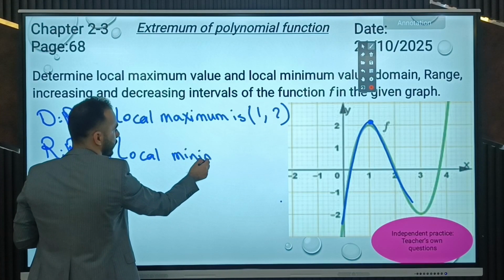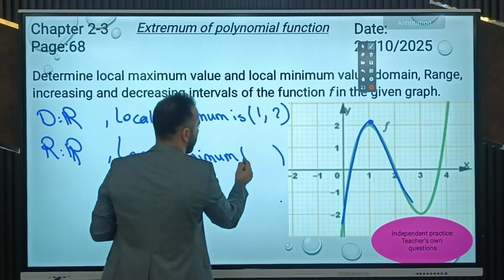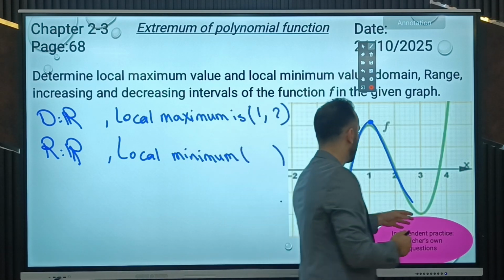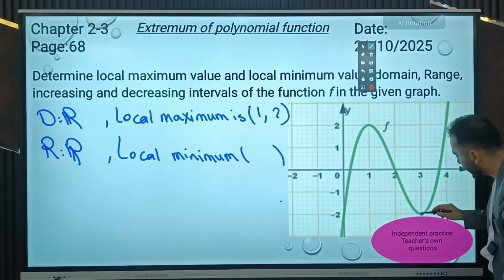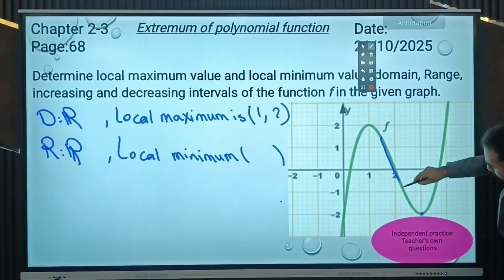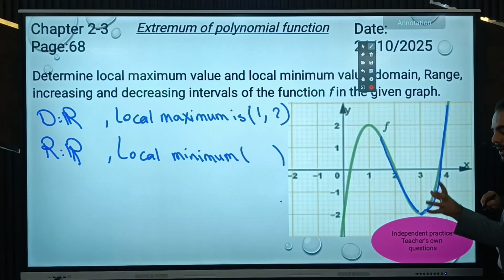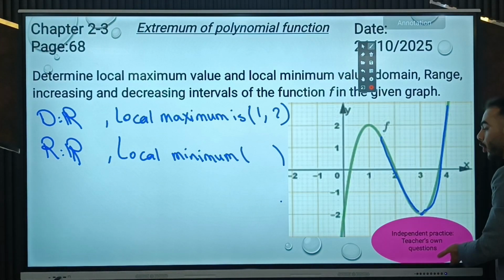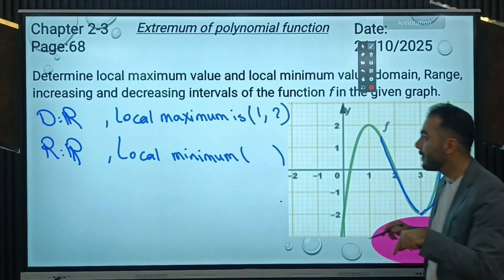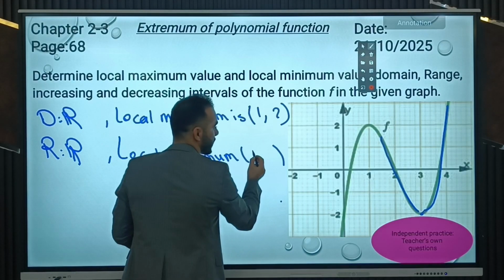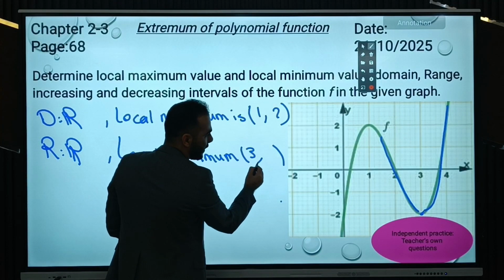Take a look at that point, around that point. It goes down and then it goes up, the direction of the f of x. So at that point, when it changed the direction, goes down, goes up, we are going to have a local minimum, which is the point 3 and negative 2. That is the local minimum point.